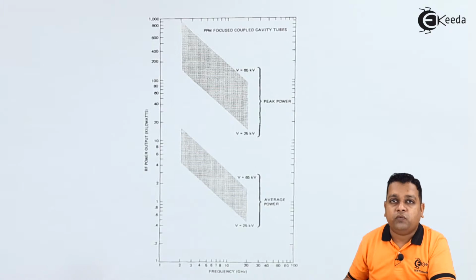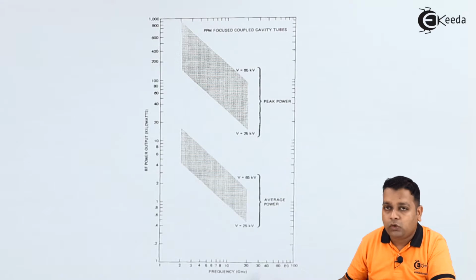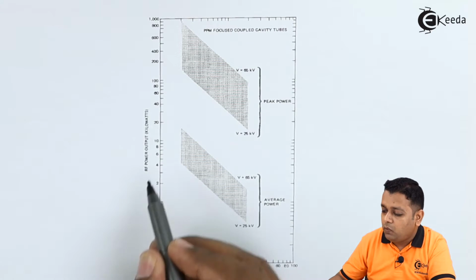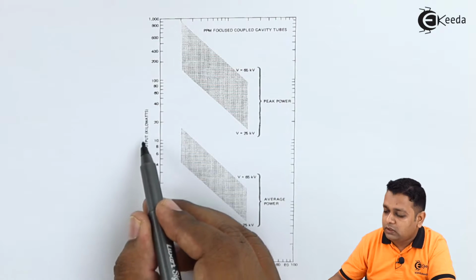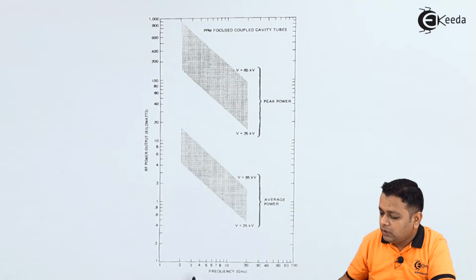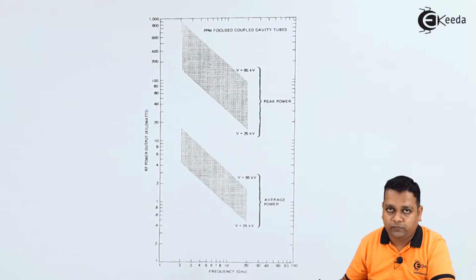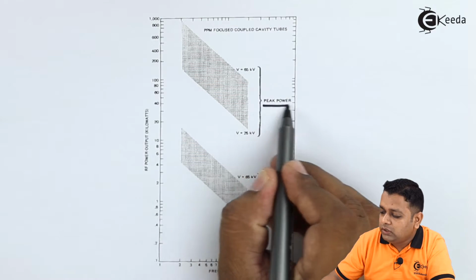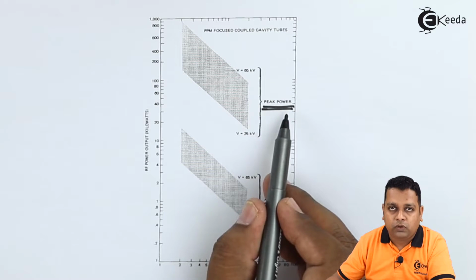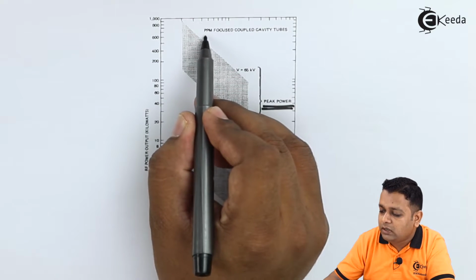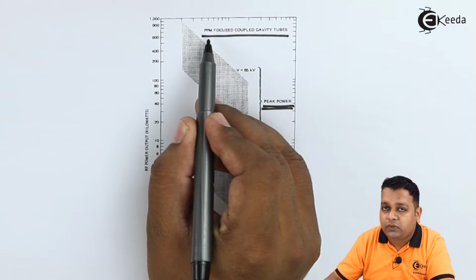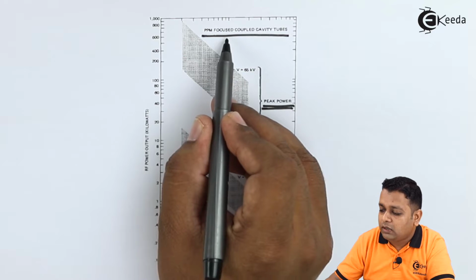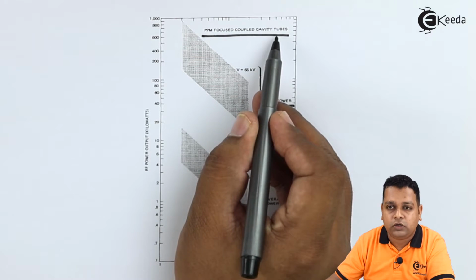So here we have a graph that plots frequency of operation in terms of gigahertz versus the RF power as output in terms of kilowatts. Here we have the frequency ranging from 1 gigahertz up to 100 gigahertz. We have approximately plotted the values of the output power for 2 gigahertz up to 20 gigahertz. If you see here, this is the portion representing the peak power with respect to the device. The circuitry taken here is PPM, which has the permanent magnets we have shown that are focused for the coupled cavity tubes here.